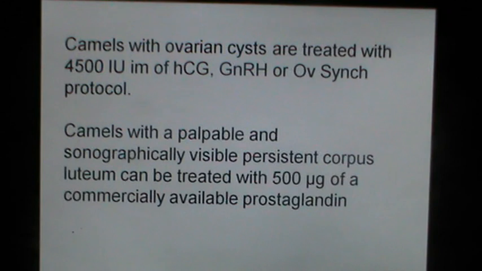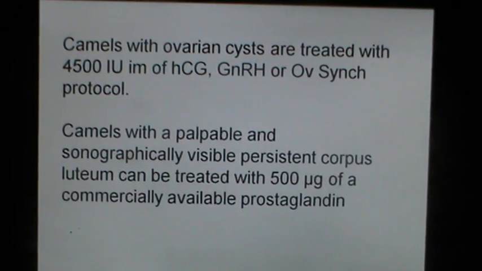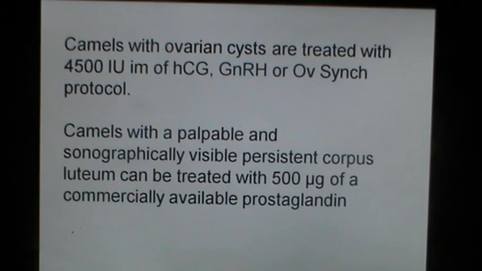Camels with ovarian cysts are a problem. They always confuse vets because of the cocking behavior, because of the high plasma progesterone, as if they are pregnant, but they must be carefully viewed. An ovarian cyst can be treated with 4,500 international units of HCG, GnRH, or an OvSynch protocol. Camels with a palpable and sonographically visible persistent corpus luteum can be treated with 500 microgram of a commercially available prostaglandin.